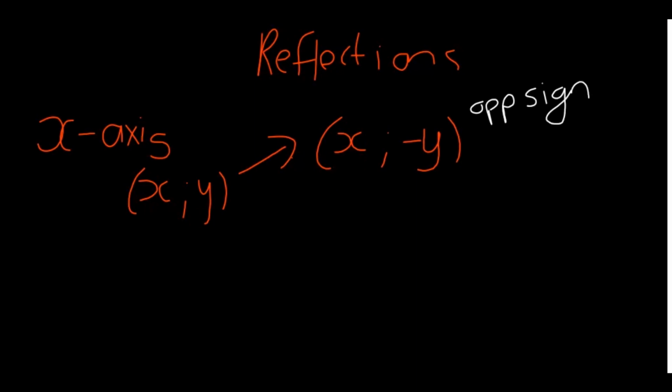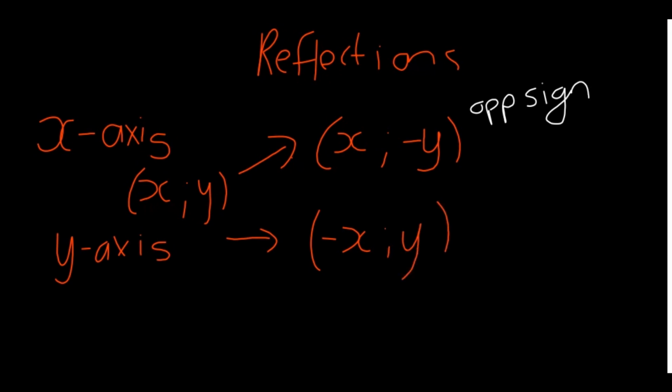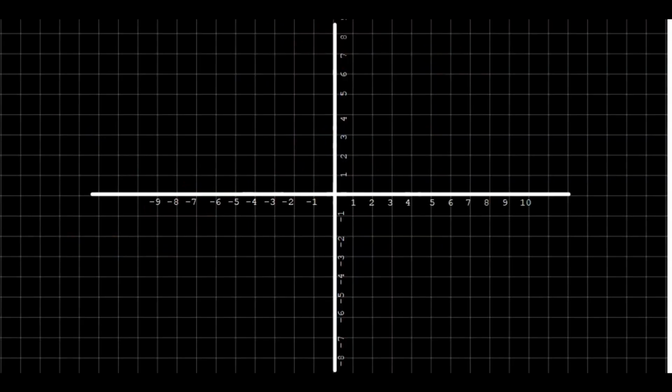Then if it was reflected in the y-axis, the original point will have the same y, but the x will now be the opposite sign. And finally, there's such a thing as reflected in the line y equal x. Let's go look at what that means.